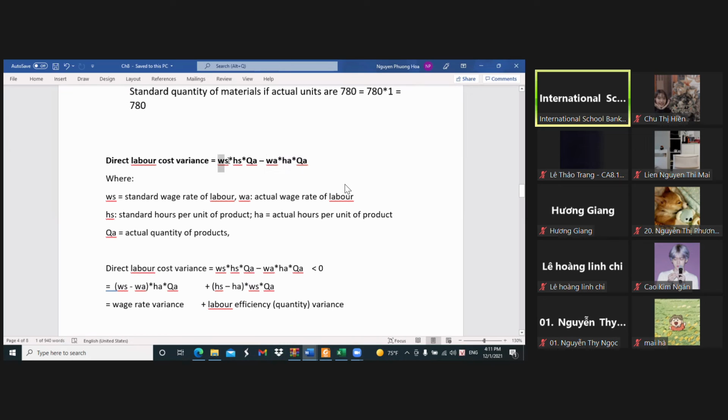Then you compare with the standard cost of labor for actual output. That means with the actual output we produce, in terms of the standard cost of labor, how much the company may have to spend for labor.